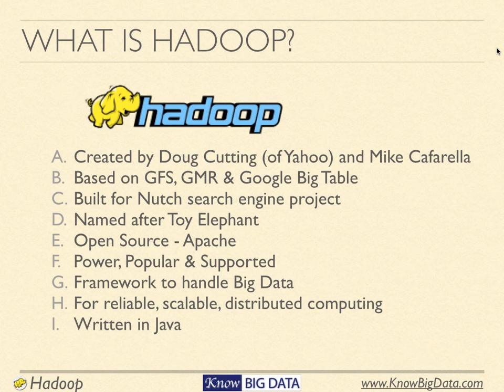Now, what exactly is Hadoop? Hadoop was created by a person called Doug Cutting, along with Mike Cafarella, when they were building their Nutch search engine project, and it was based on three papers from Google: Google File System, Google MapReduce, and Google Bigtable. And Hadoop has been named after the toy elephant which Doug Cutting's son was playing with.